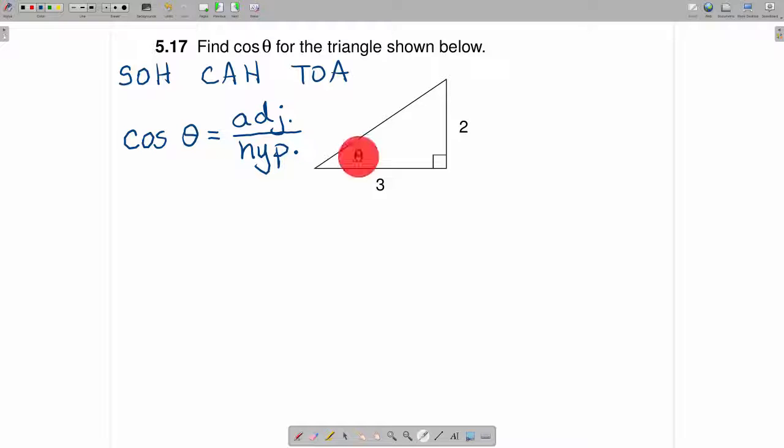So from this angle's perspective right here, the adjacent side has a length of 3, so we have the numerator taken care of. But we don't have the length of the hypotenuse. So let's call that length of the hypotenuse c and use the Pythagorean theorem to solve for c. In this case, 3 squared plus 2 squared is equal to c squared.